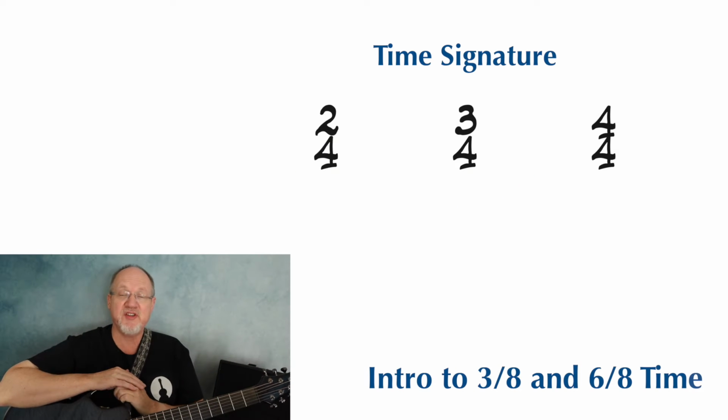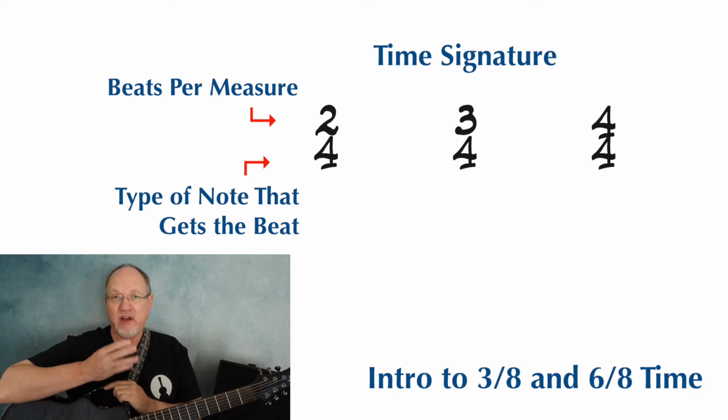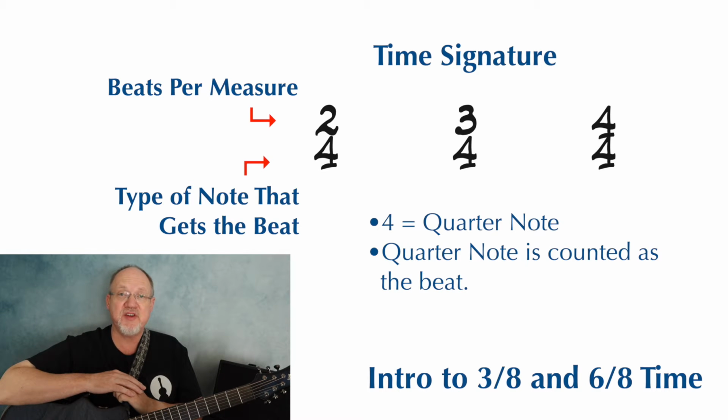Remember that a time signature has two numbers stacked on top of each other. The top number tells you how many beats are in the measure, and the bottom number tells you what kind of note gets the beat. We looked at 2/4, 3/4, and 4/4 time signatures in the last couple of videos. In those time signatures, the bottom number is a 4, and that stands for a quarter note. So in those time signatures, the quarter note is the beat.